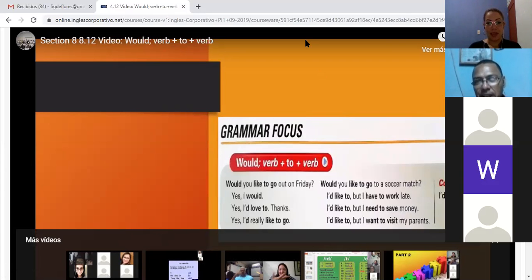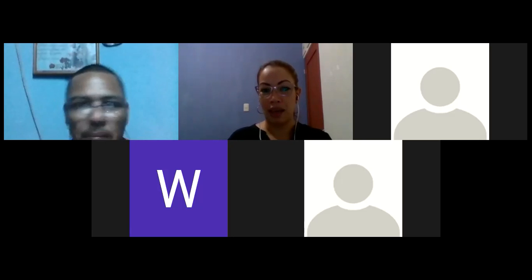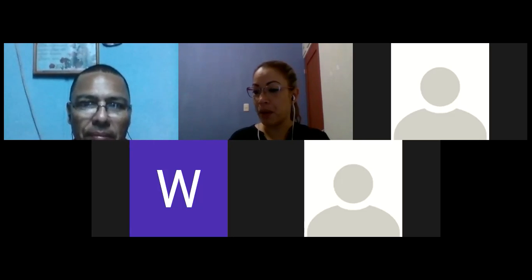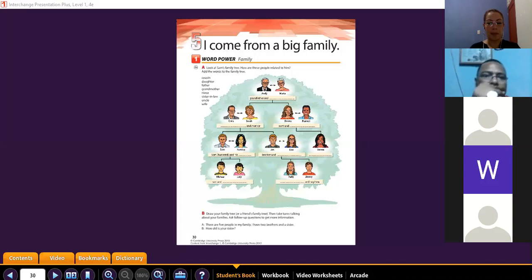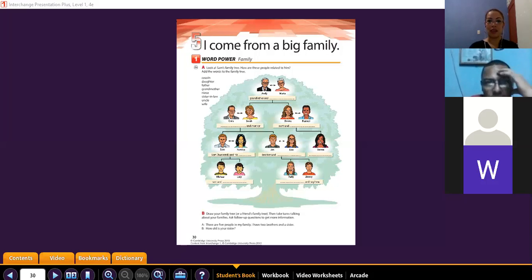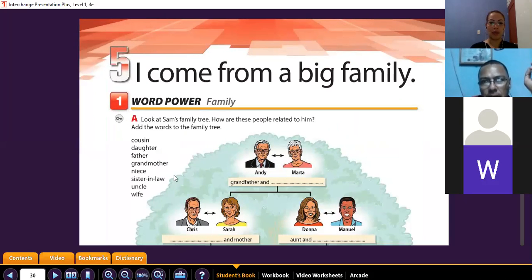So now you can work on this part in the platform, pueden ejercitar esa parte en la plataforma. And then we can move to the other part of the platform that we were skipping, we have a reading there. And then in section number five, we're going to start talking about family, family members. Let's read this and practice pronunciation.